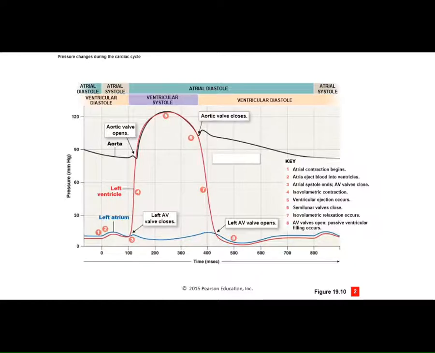S1 was what? I'm going to draw a line across the bottom. That's my sound wave, right? And I'm looking for the closure of the AV valves. And that was right here, right? So S1 would be right about there, wouldn't it? Okay? That'd be S1 because that's where the AV valves are closing. And then the aortic valve and the pulmonary valve would close here, right? And that'd be S2. So if you're going to superimpose S1 and S2 onto this graph, that's where you would see them. Does that make sense?